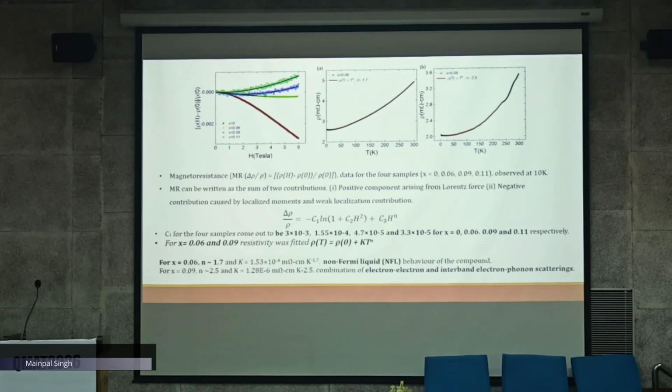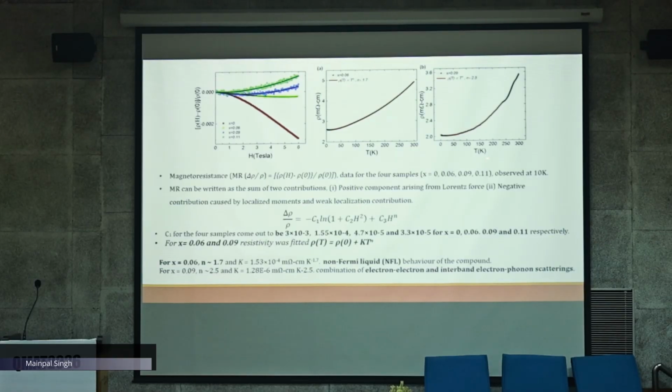As we increase the copper concentration, we can clearly see the negative magnetoresistance contribution gets suppressed, and at x equal to 0.11 we only observe a positive magnetoresistance, which is due only to the classical Lorentz factor. We tried to fit this magnetoresistance data using the Khosla-Fisher model initially, because we had assumed that the only contribution is due to the local moments.